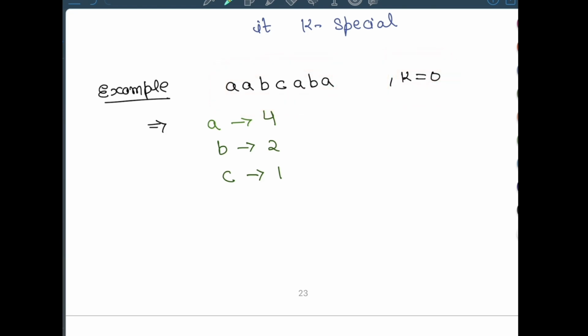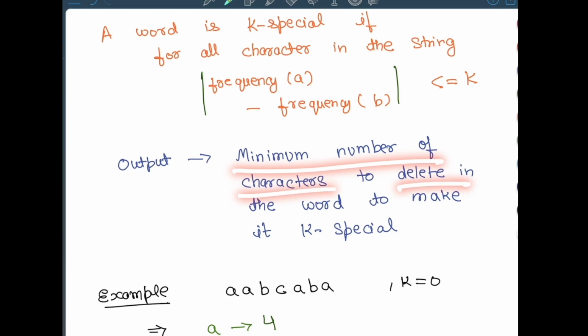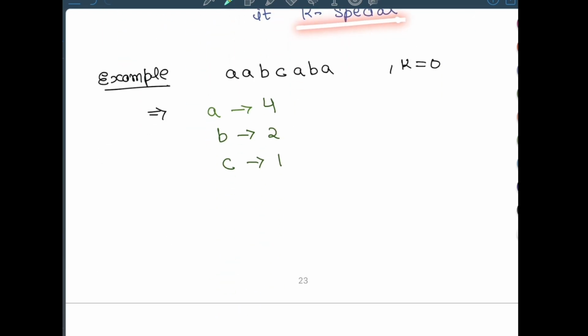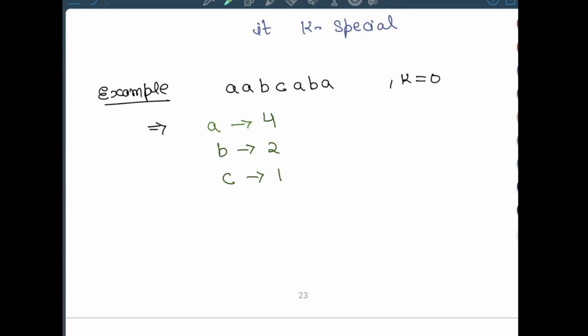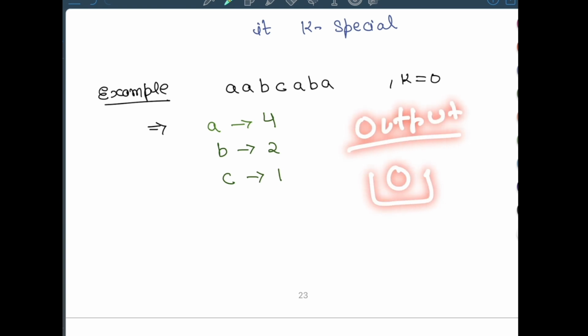As of now, the frequency of A is 4, the frequency of B is 2, and the frequency of C is 1. What we need to find is the minimum number of characters to delete to make the word k special. We cannot add characters or change characters in the string, but we can delete characters. Our goal is to delete the minimum number. If the output were 0, that would mean I do not delete any character and my word is already k special. But no, it is not k special.